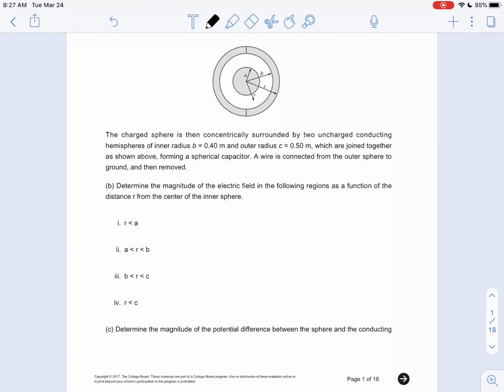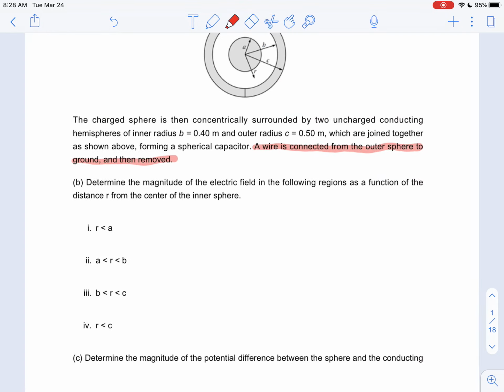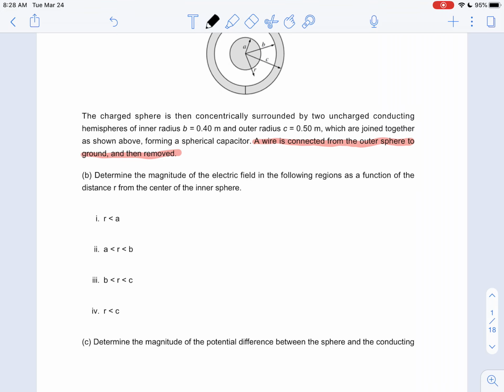So part B, well, it says that the charged sphere is then concentrically surrounded by two uncharged conducting hemispheres of inner radius B equals 0.4 meter, outer radius C equals 0.5 meter, which are joined together as shown, forming a spherical capacitor. A wire is connected from the outer sphere to the ground and then removed. So this little bit of information is important. It'll change the problem quite a bit. And so we'll deal with that when we need to here in a little bit.